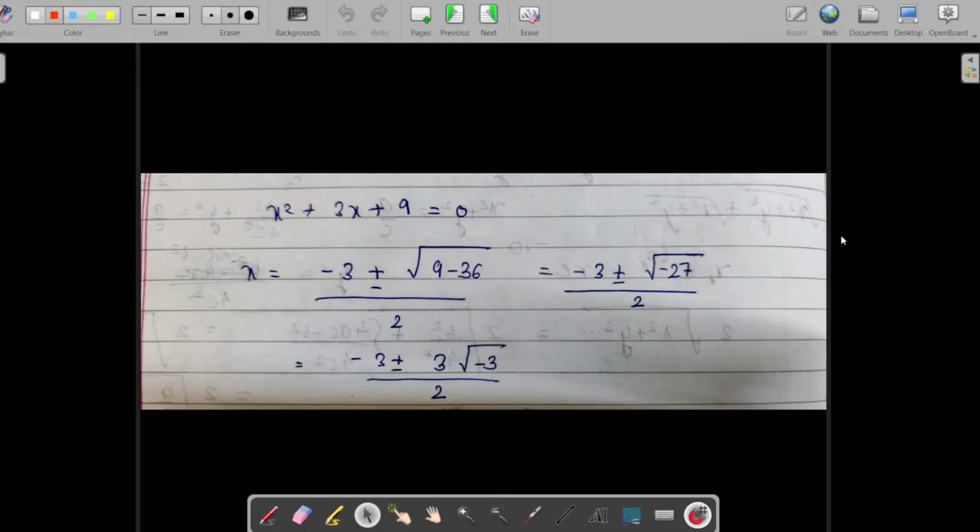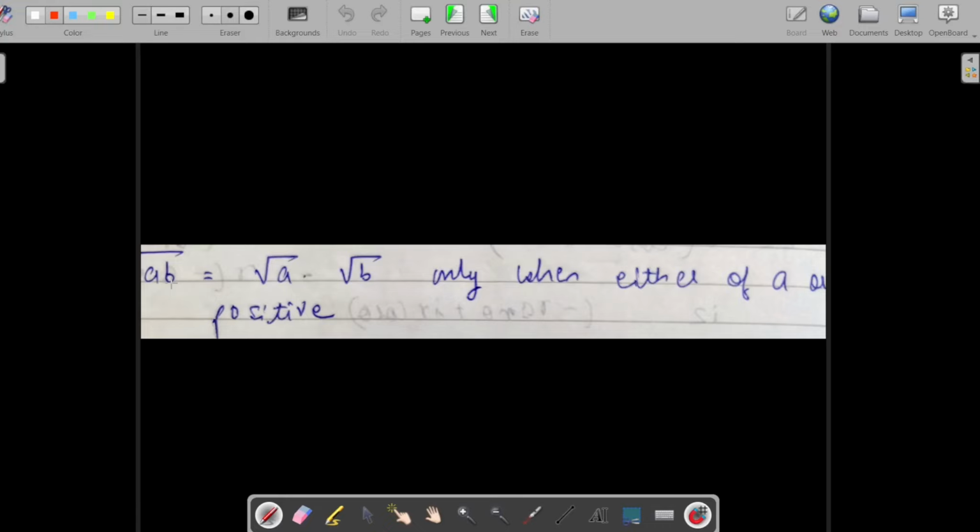So the problem begins whenever you have equations like this one, where D is less than 0. So if you factorize it using the quadratic formula, you can easily reach till this stage. But the problem then is, what to do with this under root of minus 3? To solve this, we can use a basic rule from maths which says that under root of a into b is equal to under root a into under root b only when either of a or b is positive. What this means is a and b both cannot be negative at the same time, otherwise we get a false solution.